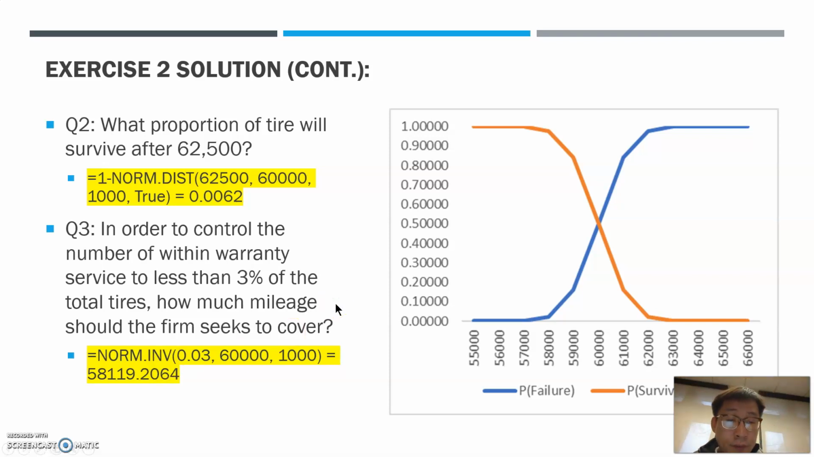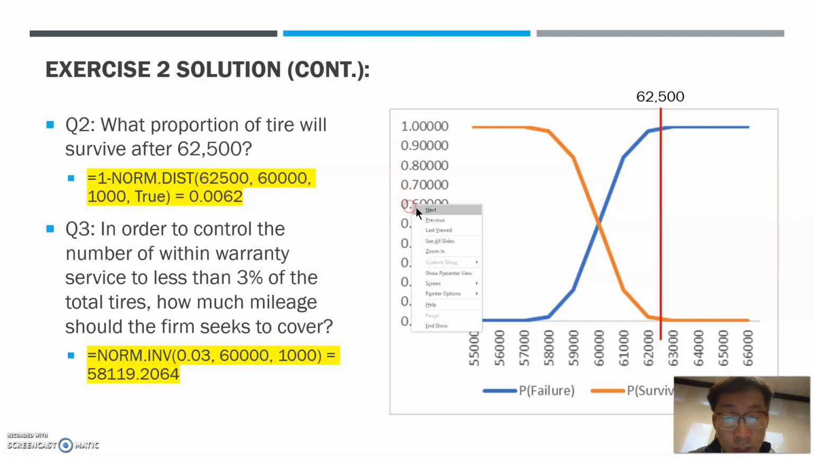So yeah, again, continue to look at this example right here. This is the failure rate and the survival rate at the point of 62,500 miles, and you can calculate it using the Excel formula like this.